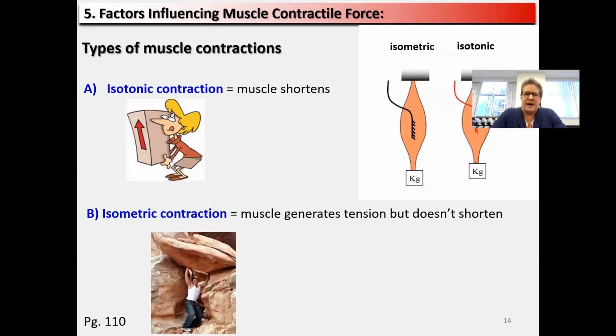So here are some factors that influence muscle contractile force. Because I've been talking about muscles contracting and shortening, but that's not the only types of muscle contractions there are. When a muscle contracts and it shortens, as this right-hand image shows, that's called an isotonic contraction. However, when you do isometric exercises where you're putting equal force from this hand against this hand, and really nothing is moving, okay? Your muscles are generating tension, but they're not shortening.